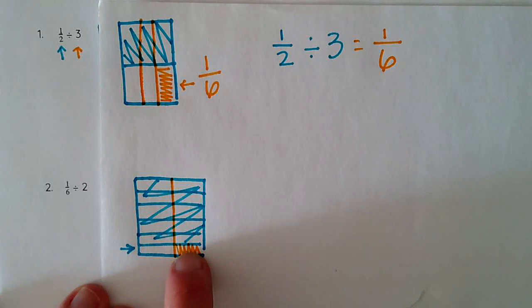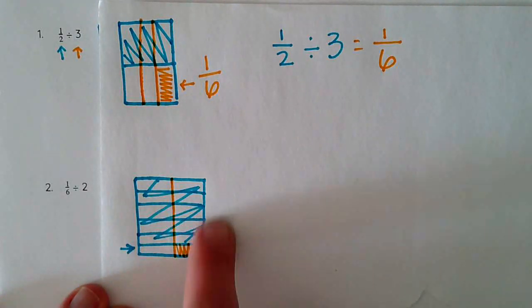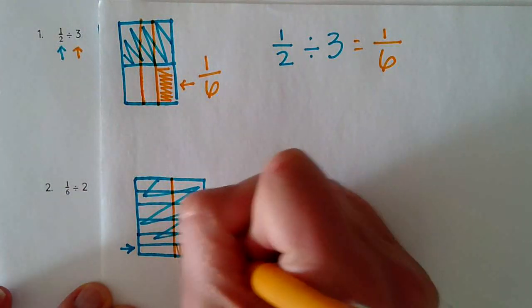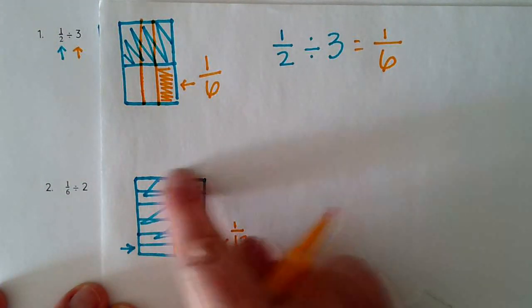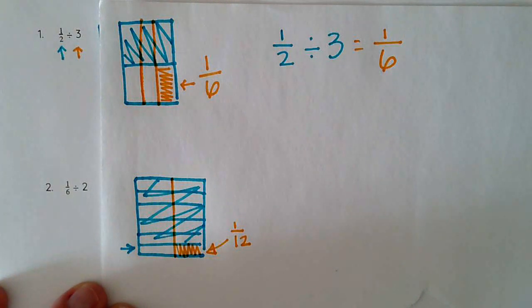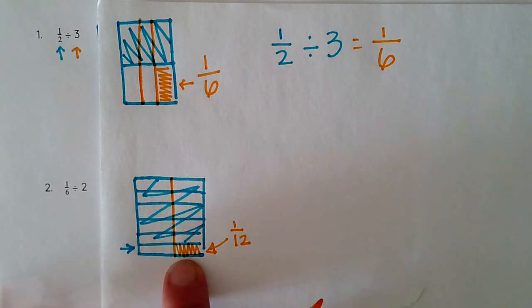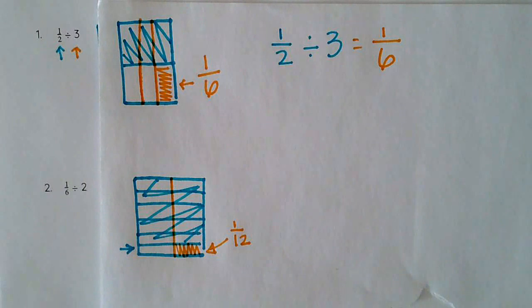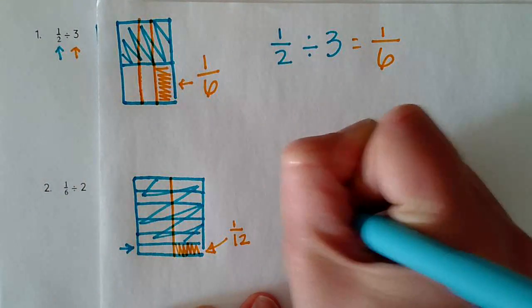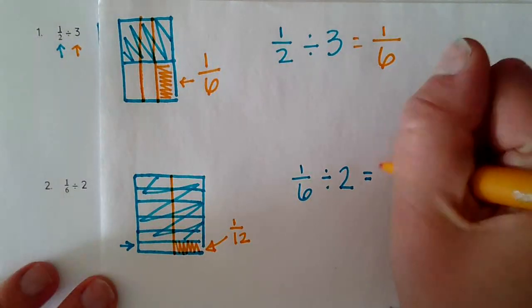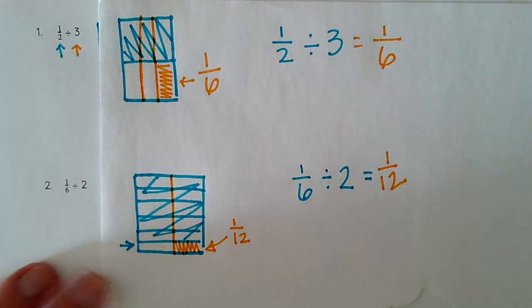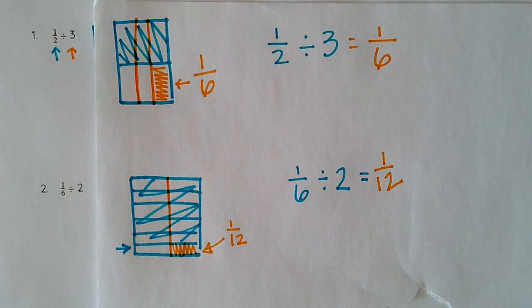This is 1/12 of my pizza. So I already ate 5/6 of it, and now for lunch, I'm eating 1/12 of that pizza. So 1/6 divided by 2 equals 1/12. Let's try a couple of word problems here.